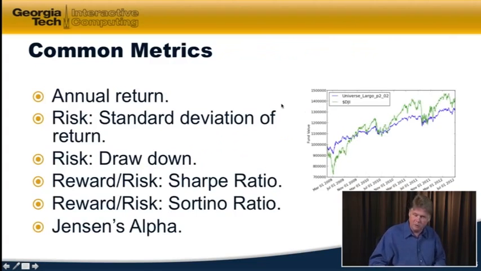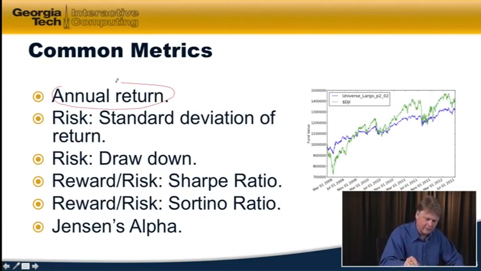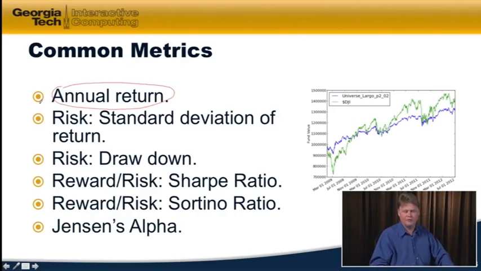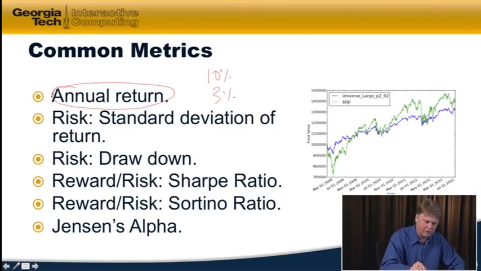Okay, these are the most common metrics. You've probably seen a lot of them before, and in fact the one people focus on a lot is annual return. How much is my money making each year? You hear numbers like 10%. A CD these days is about 3%. Those are always talking about annual, how much in a year. And that's a very important metric, but not the only one.